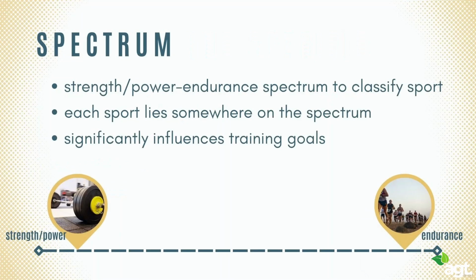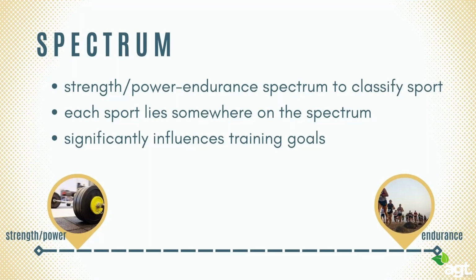Obviously, your training goals depend on the sport that you're doing. So this graphic shows you the strength-power to endurance spectrum. Each sport lies somewhere on the spectrum. On the very left, near maximal strength and power with barely any endurance, we would have a 100-meter sprint or some heavy weightlifting.